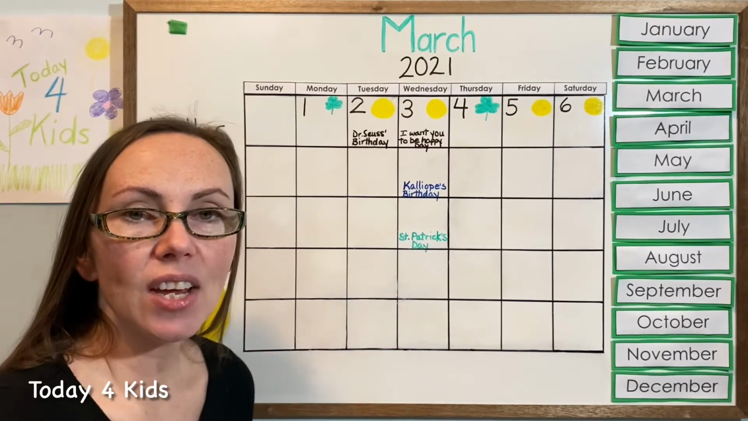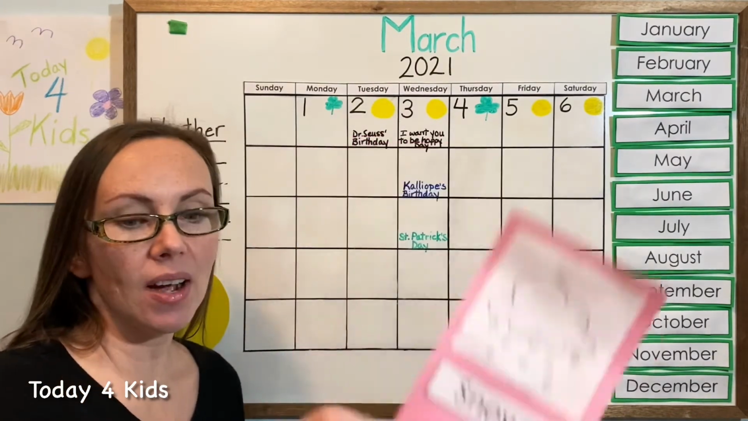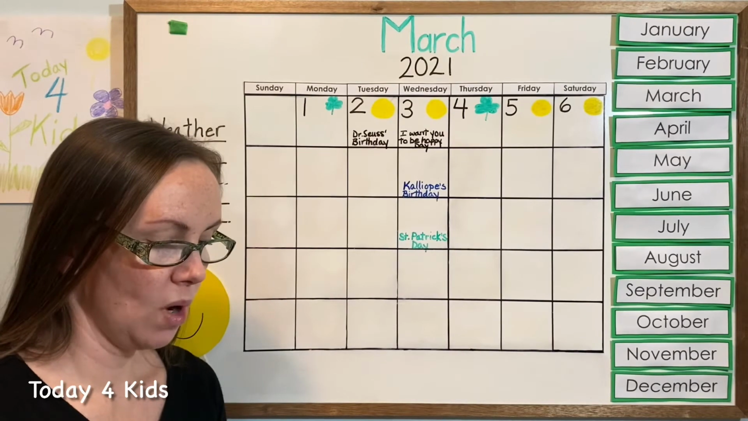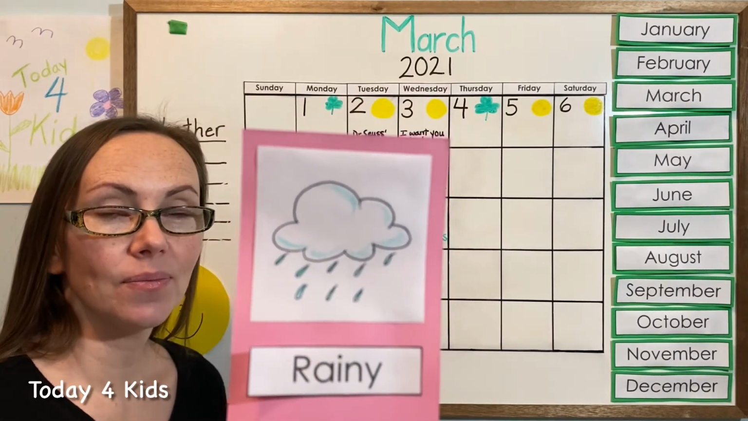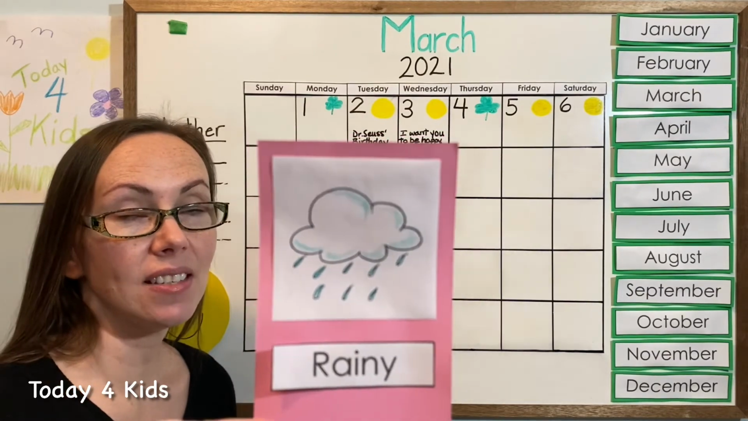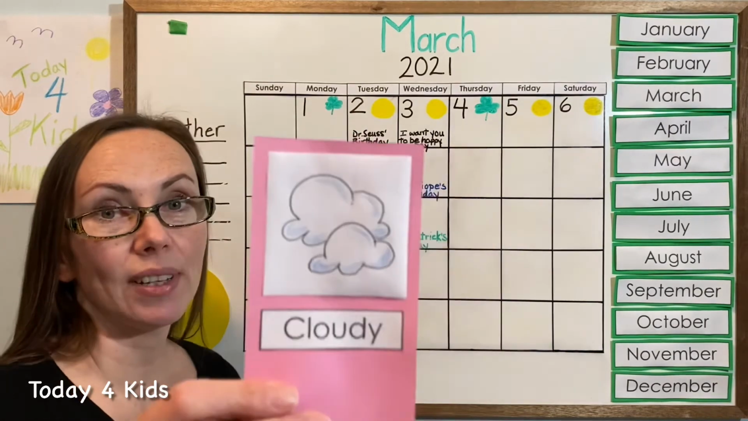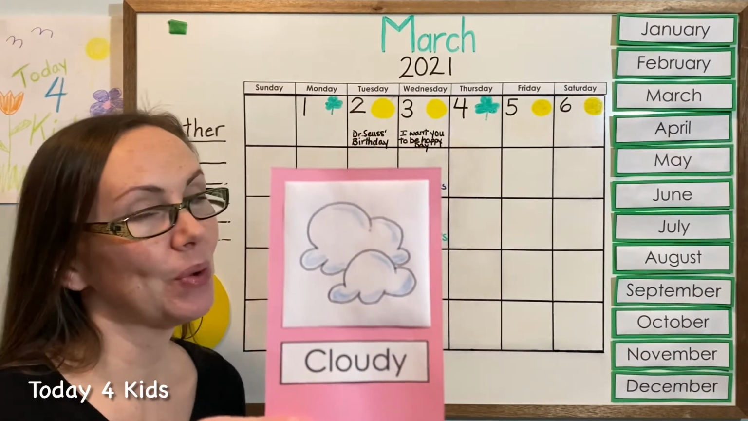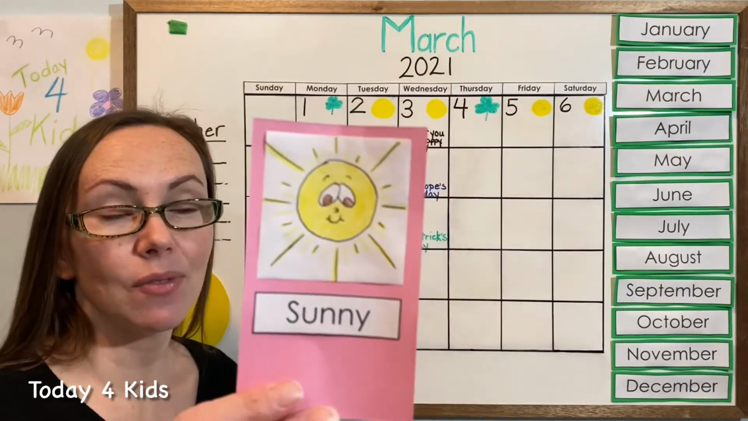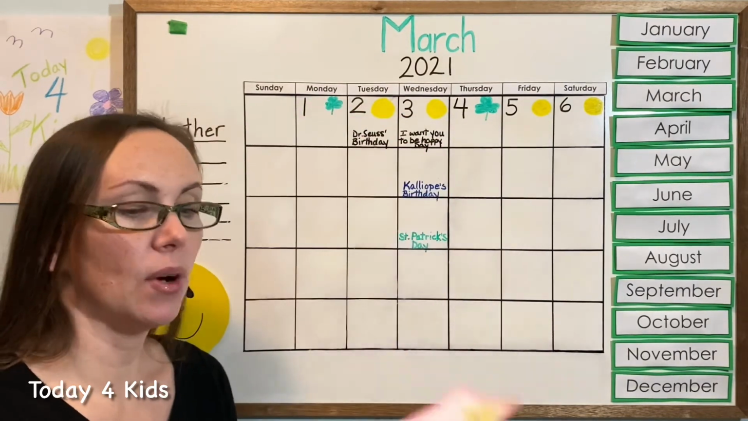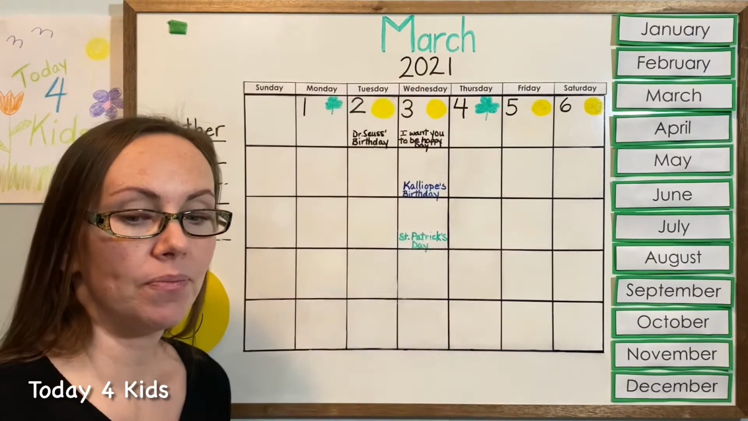Did you peek outside to see what the weather was like today before we got started? What's the weather like for you? Is it snowing? It's not snowing where I am. What about raining? Is it raining where you are? It's not raining here. It's still a little bit too cold for rain, and there's no clouds. So cloudy, is it cloudy for you? No, it's not cloudy here. What about sunny? It's very sunny where I am, so I'm going to hang on to that one. What about partly cloudy? Is it partly cloudy, partly sunny for you?